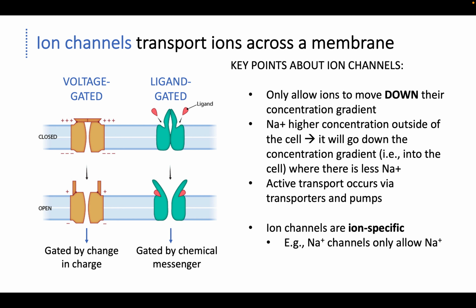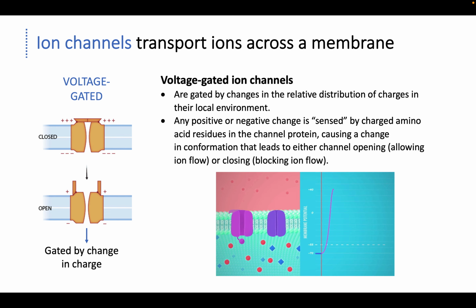Now, they differ in terms of how they open, or what they respond to, all right? And this will be the main difference between these two. The first one we'll talk about are voltage-gated ion channels, all right? Voltage-gated ion channels allow ions to move from high concentration to low concentration, down their concentration gradient, and they open in response to a change in the membrane potential, all right? In other words, a change in the voltage or a change in the electrical charge across the membrane, okay?